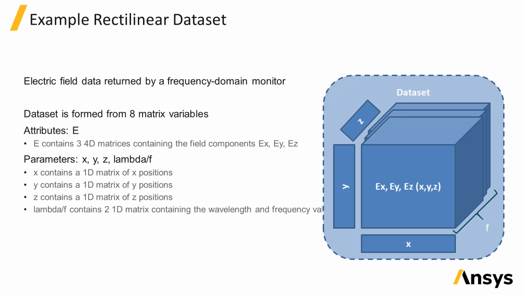This is a representation of a dataset that contains electric field data from a monitor as a function of space and frequency. The electric field data for each field component is a 4D matrix. In order to represent this in the drawing, the attributes have been drawn as multiple 3D matrices where each contains the data for one frequency point. The X, Y, and Z position vectors and frequency and wavelength are 1D matrices. The electric field data are the attributes, and x, y, and z, and wavelength and frequency are the parameters of the dataset. Since the data is returned over a rectilinear grid of positions, this dataset is a rectilinear spatial dataset.